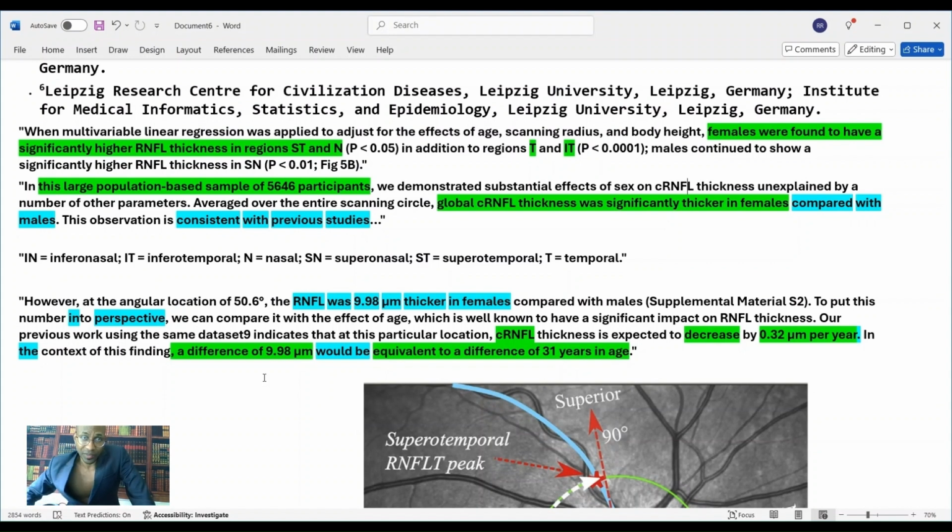So this is from a large population-based study. And what you can see here is there's over 5,000 participants, of which roughly half of them are females, and the global circumpapillary retinal nerve thickness is significantly higher in females compared to males, and this is consistent with previous studies. And what you find is there is a 9.98 micrometer increased thickness in females, and in perspective, the difference of 9.98 micrometers equates to 31 years more of having a retinal nerve fiber, because the retinal nerves decline by 0.32 micrometers every year. So a 9.98 micrometer difference is a highly significant difference, and you find that at these different visual fields.